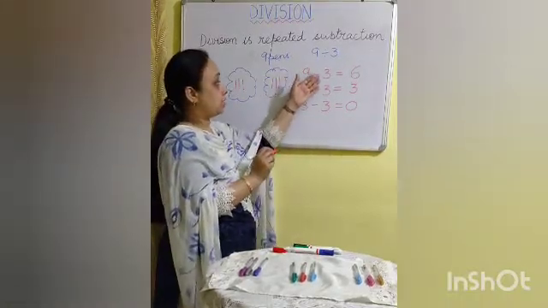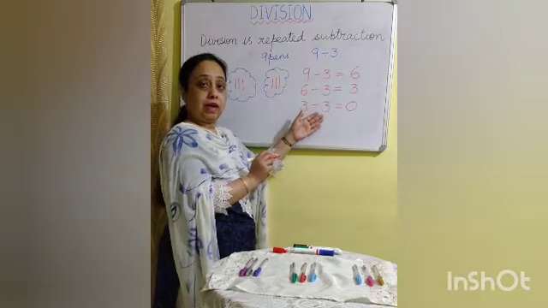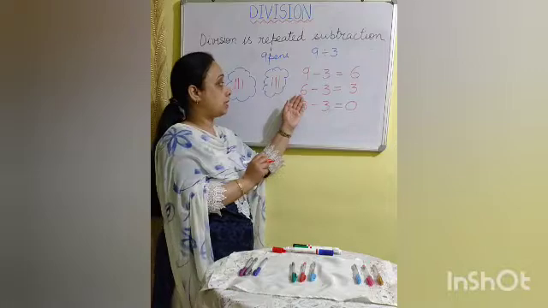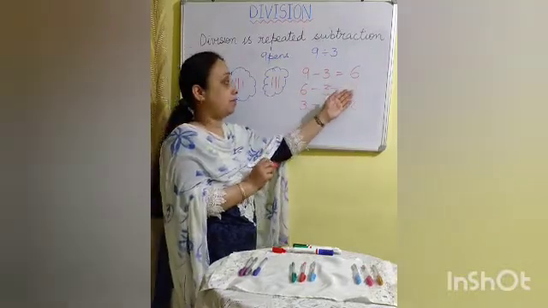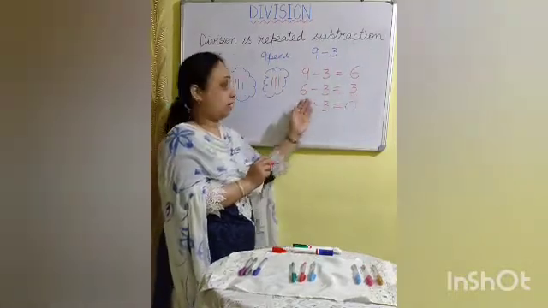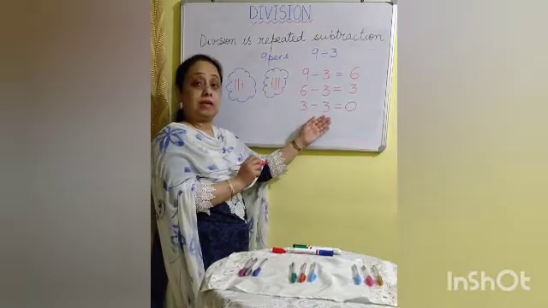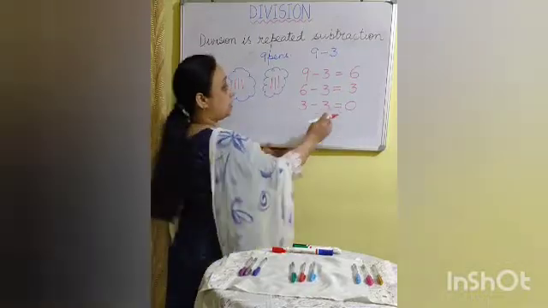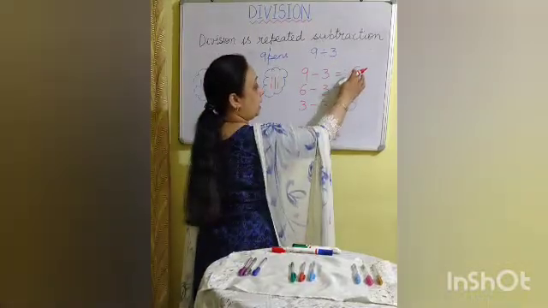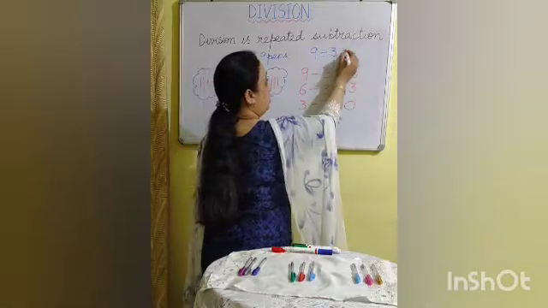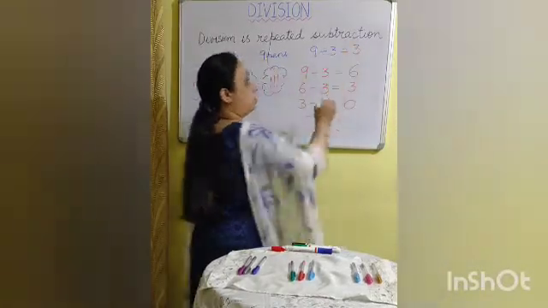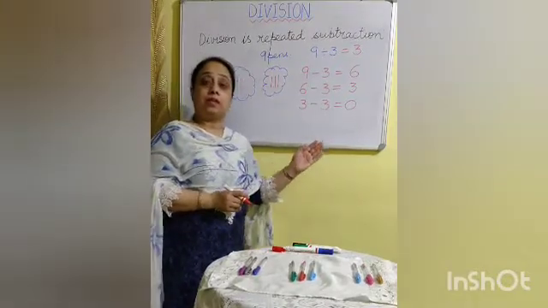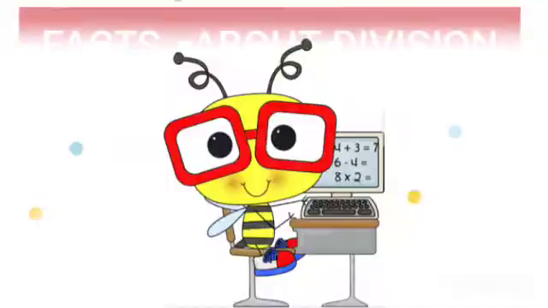We have done subtraction repeatedly. First we took away 3 pens, we are left with 6 pens. Again from these 6 we take away 3 pens and we are left with 3 pens. Now from this 3 we take away 3, that is we have distributed all the pens and we are left with no pens. So how many steps of subtraction have we done? 1, 2 and 3. So our answer is 3. This shows that division is repeated subtraction.